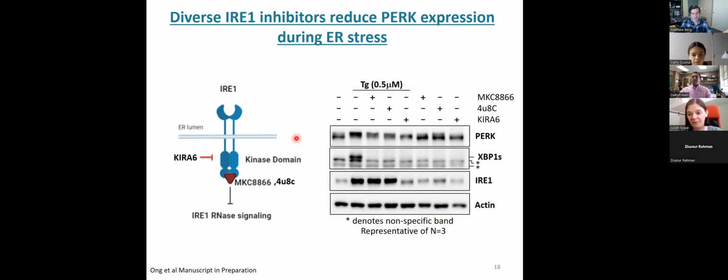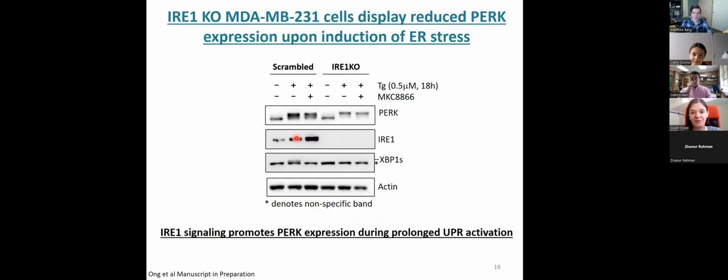Now, when you work with inhibitors, you should always be aware of the potential for off-target effects. It may be unusual that three different inhibitors have the same off-target effect, but we did want to approach this from a different viewpoint. And to do that, we decided to use a genetic approach. So we were lucky enough to obtain some IRE1 knockout MDA-MB-231 cells. So we repeated our experiment in the scramble controls and in the IRE1 knockout cells.